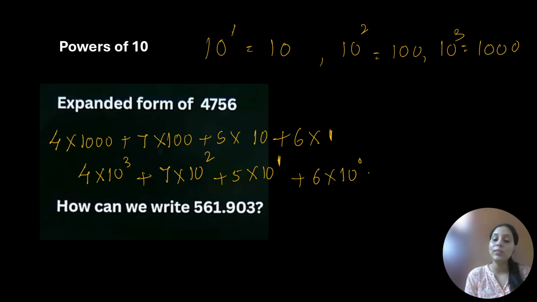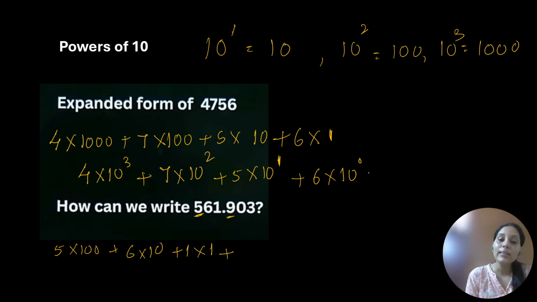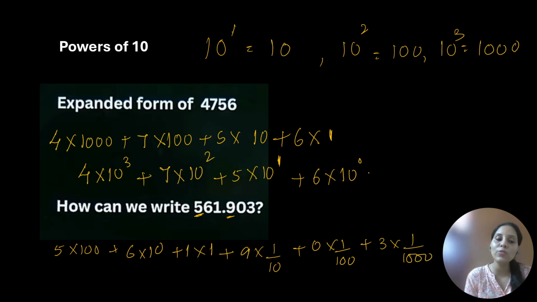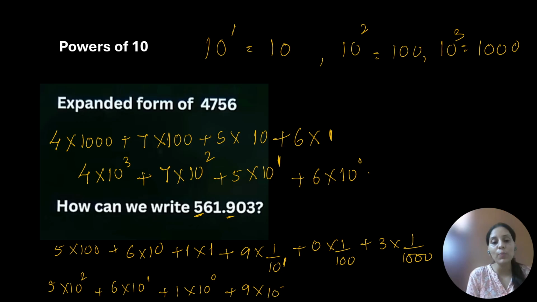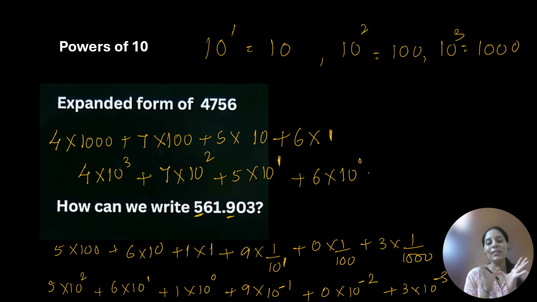Similarly, for decimals, as we know the place value chart, 5 is the hundreds place, so 5 into 100, 6 is tens place, 6 into 10, 1 into 1. Now what is 9? Tenths place. 9 into 1 by 10. 0 into hundredth place. 3 into thousandth place. Now if we write this in powers of 10, then 5 into 10 square, 6 into 10 power 1, 1 into 10 power 0 because 1 is nothing but 10 power 0. 9 into, now this is a positive power, but if I reciprocal it, the positive power becomes negative. Similarly 0 into 10 power -2 because I am taking it up, plus 3 into 10 power -3. So this is nothing but the expanded form using powers of 10, which is the easiest.